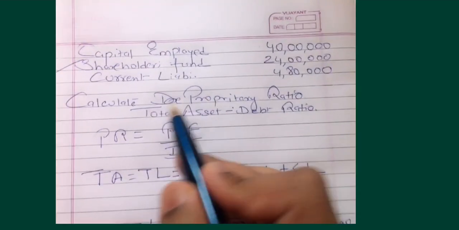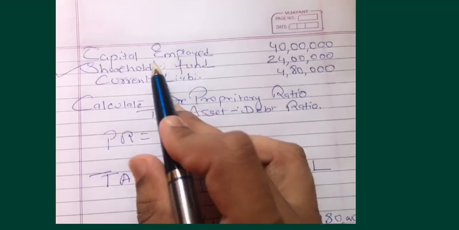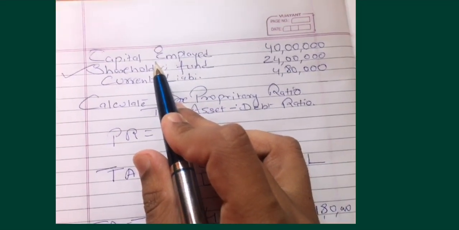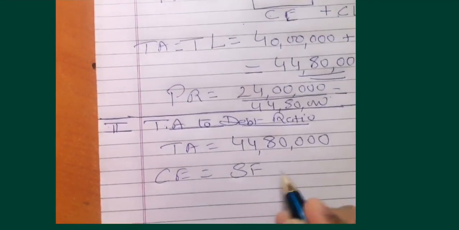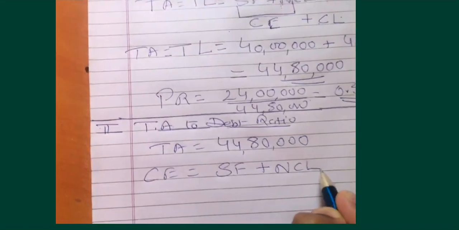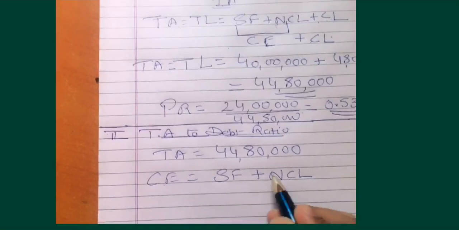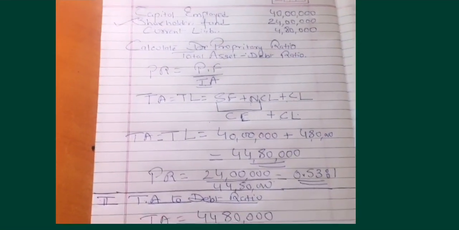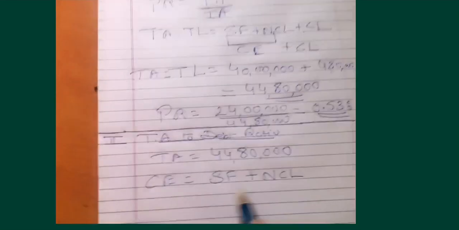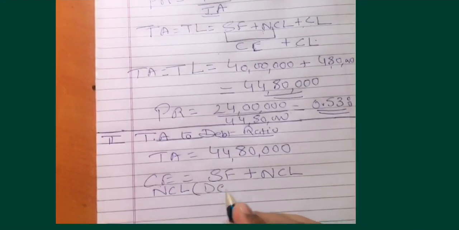Is long term debt directly given in the question? Long term debt is not directly given. Now we have to use the formula of capital employed. Capital employed is shareholders fund plus non-current liability, the structure of the balance sheet, remember that. Capital employed and shareholders fund are given in the question, so by putting these two, we'll calculate the non-current liability, which is also called debt.